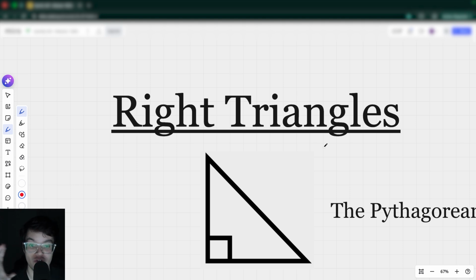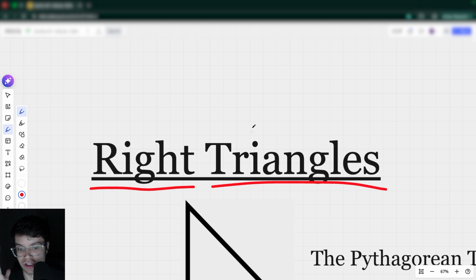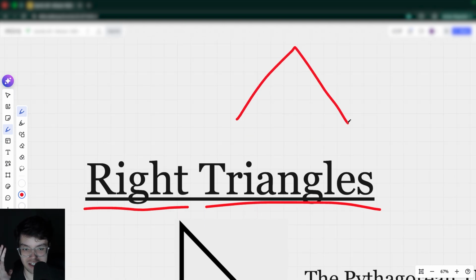Right triangles are everywhere on the test, and if you do not know how to solve these questions, you are just absolutely cooked. Now, first of all, what is a right triangle in the first place? Well, a triangle, if you're really new to this stuff, is a shape that has three sides to it. So this would be a triangle. Right, though, means that there is a right angle within the triangle. A right angle is a 90-degree angle.